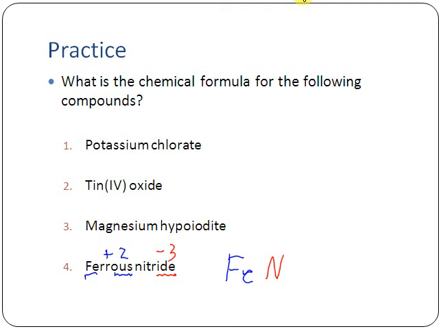And so to get these two to balance, the least common multiple here is 6, so we have to have 2 nitrogens and 3 irons to get that to work. And so our final result here is Fe3N2. That's ferrous nitride.